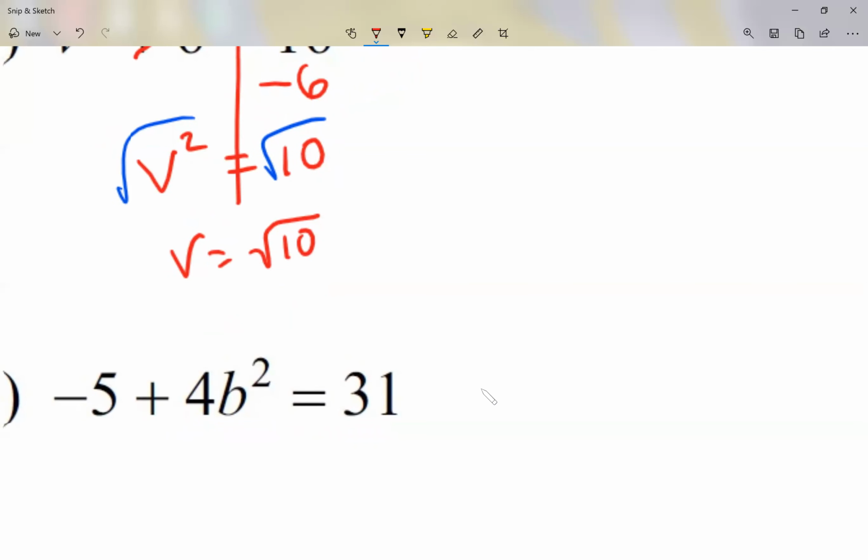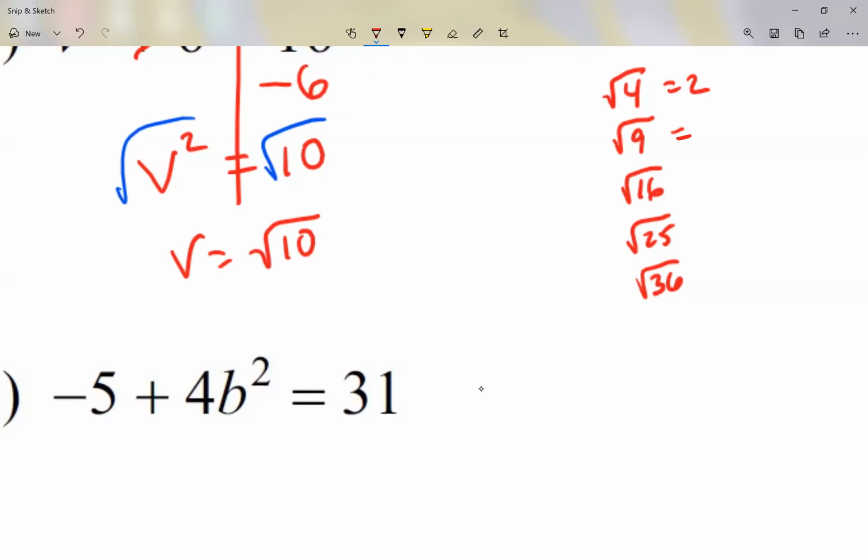I know perfect squares. Perfect squares are like the square root of 4, the square root of 9, the square root of 16, the square root of 25, the square root of 36, and more, right? Perfect squares are those radicals where I can think of a number that multiplied by itself gives me that. The square root of 4 is 2. So, matter of fact, I'll even write it. The square root of 9 is 3. The square root of 16, I know, is 4. The square root of 25 is 5. The square root of 36 is 6, right? I can think of a number that multiplied by itself gives me that.